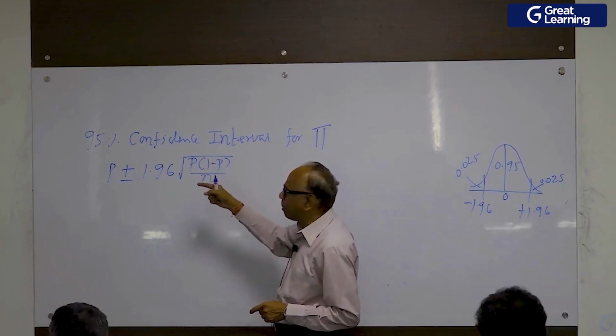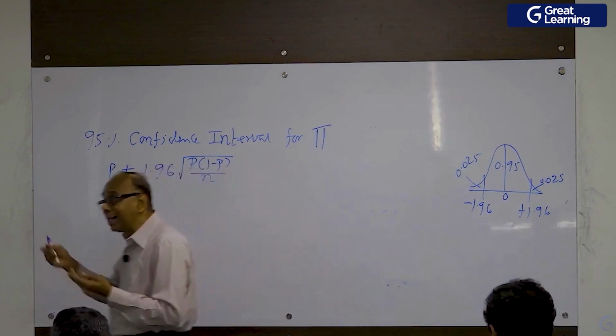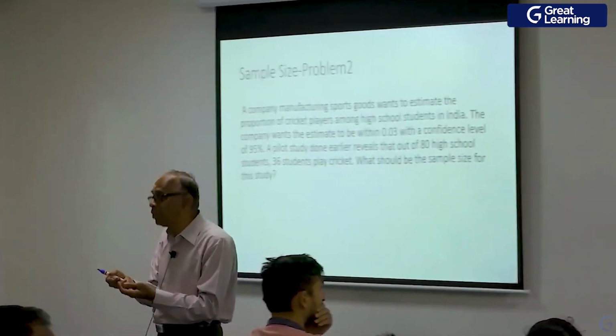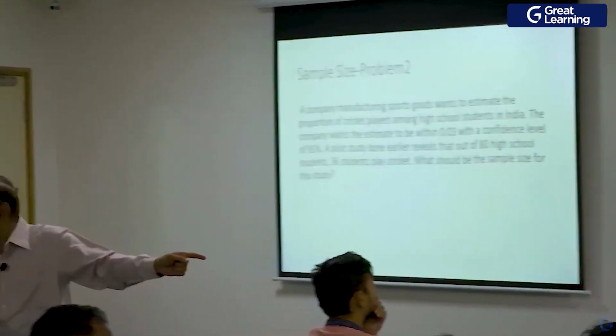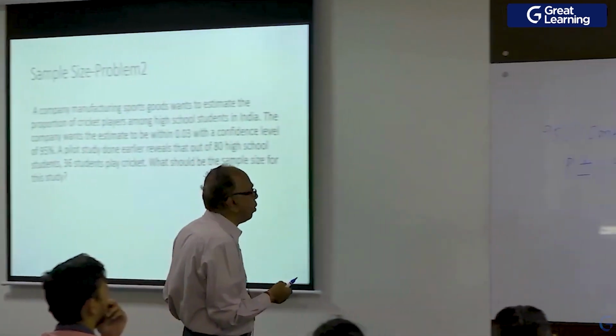In the case of proportion, this should have been pi into 1 minus pi. But I want the confidence interval for pi. I cannot have an expression root of pi when I do not know pi. So I have to put p. This is the formula. The sample proportion is known.